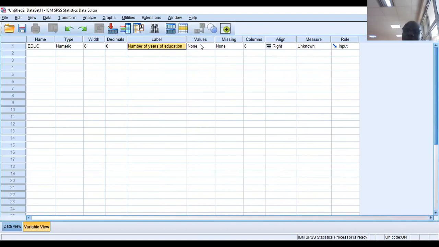Then values. Please, I hope you're noting this. Value is only important for non-numeric variables like gender, a union membership. The codes, those are the values. 1 is equal to male, 2 is equal to female, whatever. So this one is meaningless for numeric.